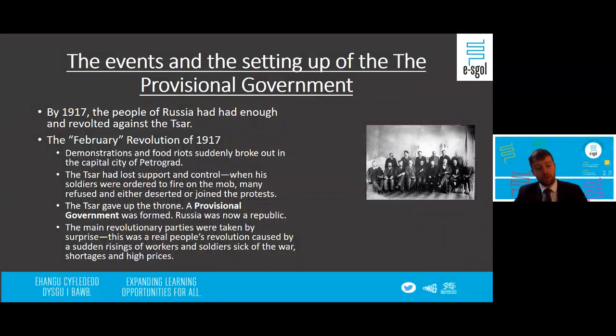The main revolutionary parties were taken by surprise. This was a real people's revolution. They hadn't really orchestrated and organised it themselves. Instead, it was caused by sudden risings of workers and soldiers, sick of war, shortages, and consistently high prices, because of that 300% inflation.